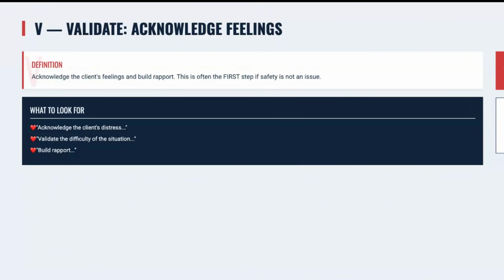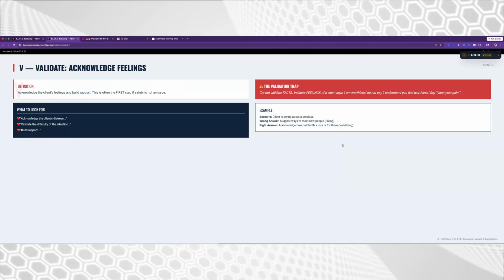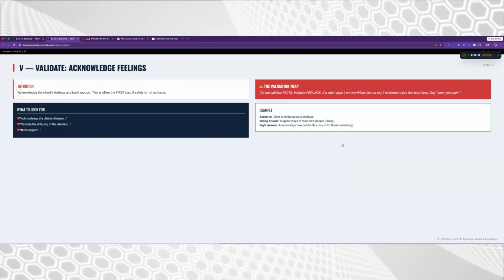If anything else is going on with the client that's not a safety related issue, we normally validate the client. We acknowledge, hey, it seems like you've been dealing with a lot of stress. If they're homeless or whatever they're dealing with, we need to acknowledge that. We can't just move on and start treating them before we acknowledge where they are and validate their situation. That is pretty much building rapport and building a connection with the client.